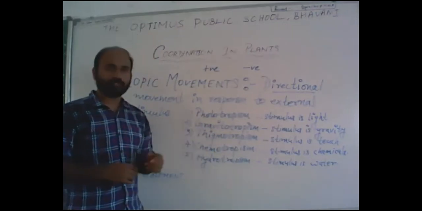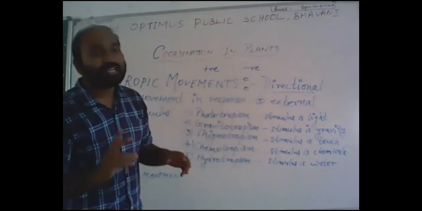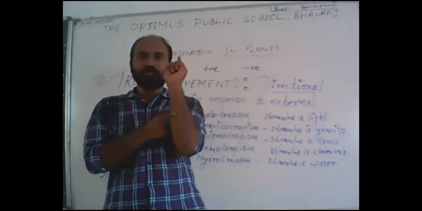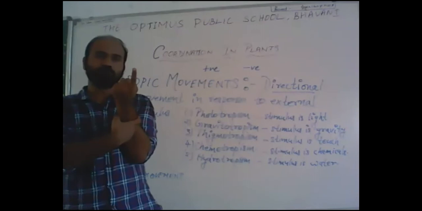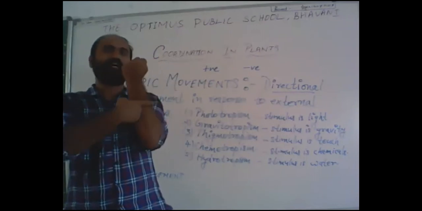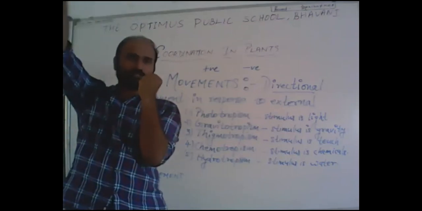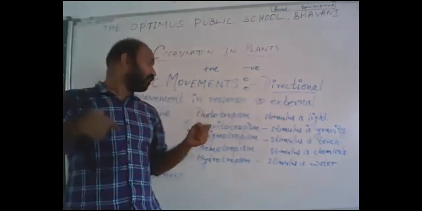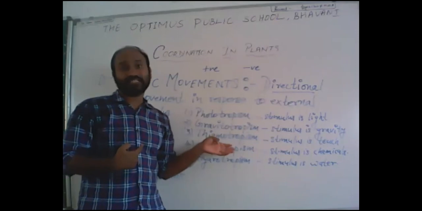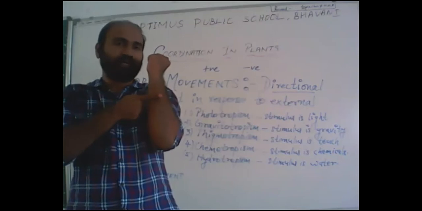Thigmotropism. Thigmo means nothing but touch. See the creepers, what do they actually do? They come in contact with a solid surface. What happens? They start to grow around it, taking its support, because that's a weak stem, isn't it? Now this is nothing but thigmotropism. So that is touch. Wherever it is in touch with the solid surface, what happens?